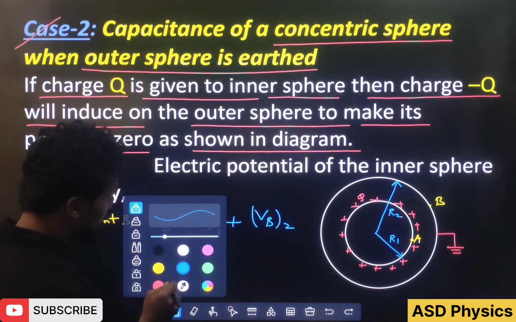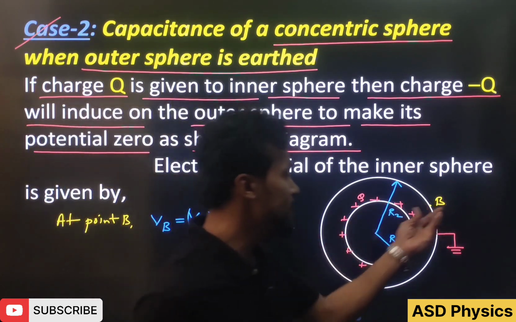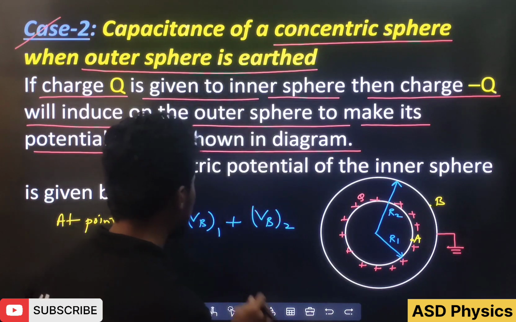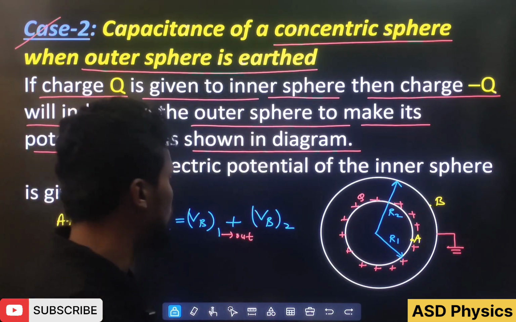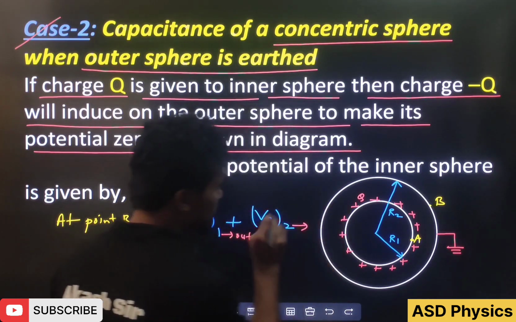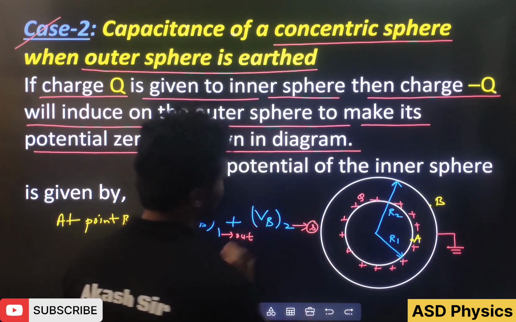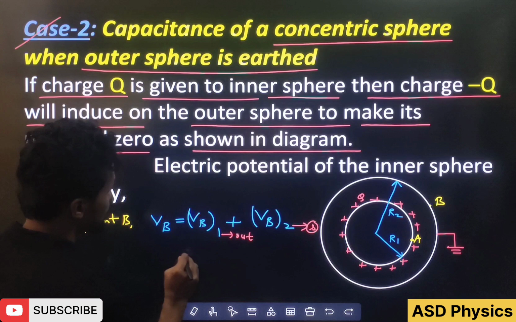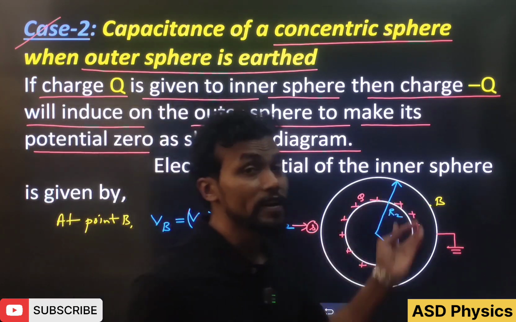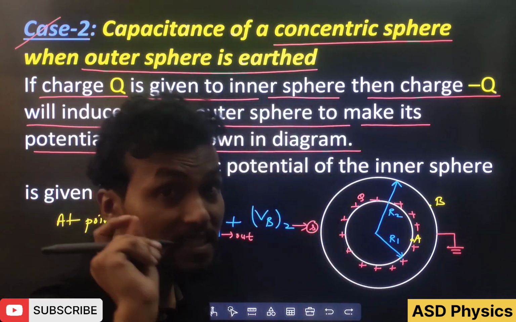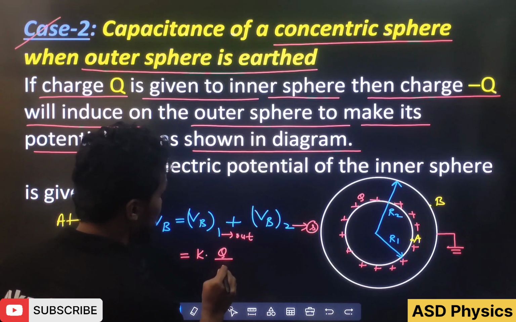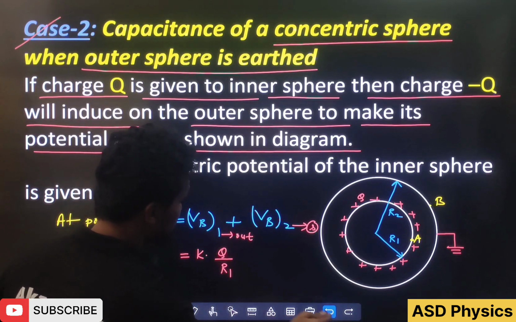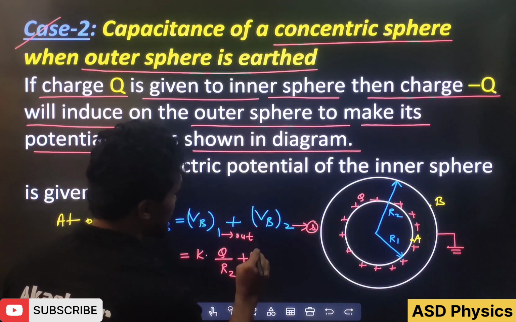Two spheres are there. Now students, tell me, point B with respect to the inner sphere is where? Outside. Similarly, point B with respect to sphere 2 is where? On the surface. Now see, whenever the point is outside of the sphere, we always take the actual distance. That means K into Q by R2 for the inner sphere, as the distance is R2, plus K into X by R2.